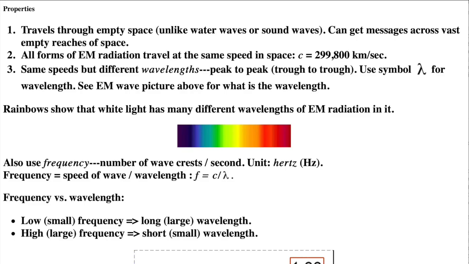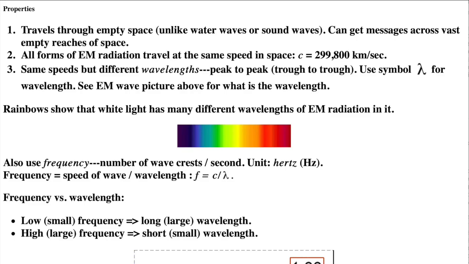The forms of light have the same speed in empty space, but different wavelengths, which I already mentioned is the distance between the crests or troughs of the wave. Often the Greek letter lambda is used as shorthand for wavelength. Rainbows show that white light is actually made of many different wavelengths which correspond to the various colors. The rest of this slide is just vocabulary terms.